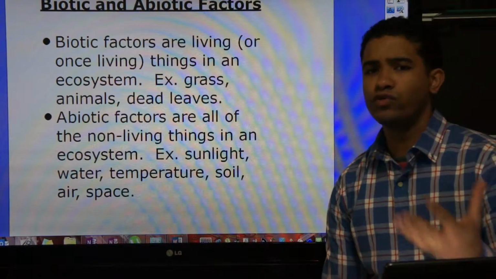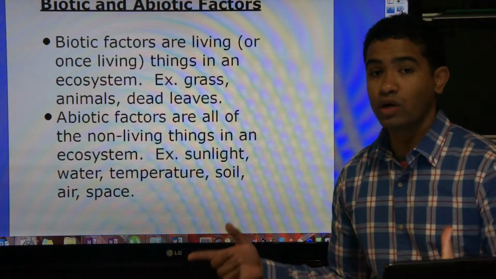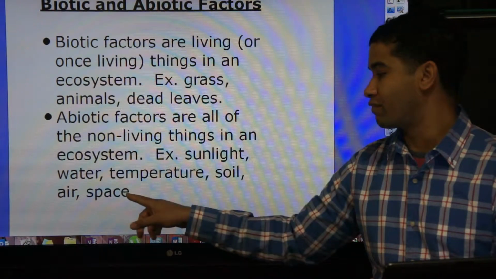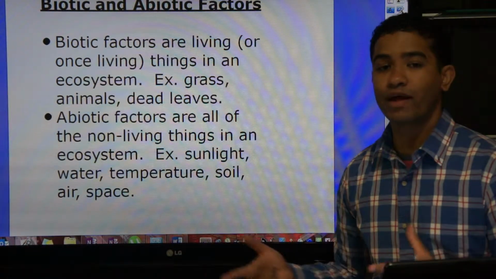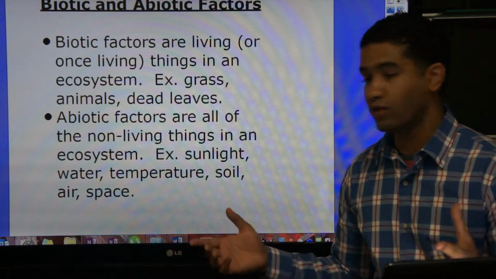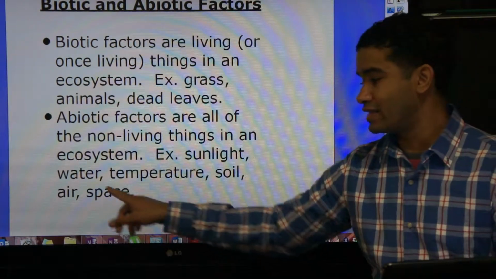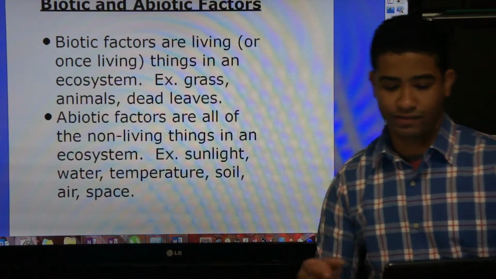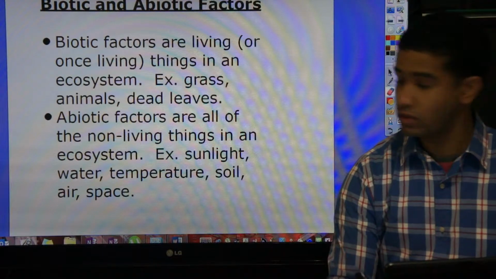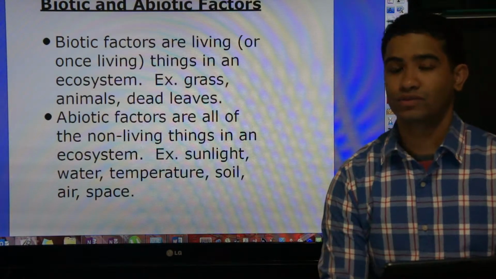Space is, do the trees have enough room to grow? Do the animals have enough places to build their habitat, to build their homes? Okay, so space is the habitat where the animals live. So make sure you write down the examples in your notes.